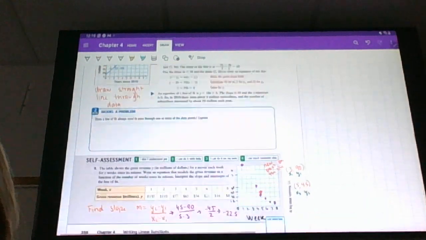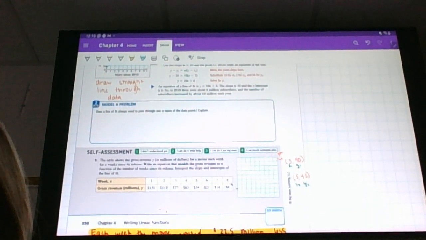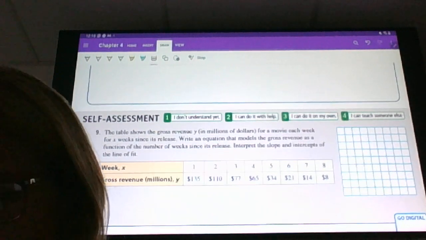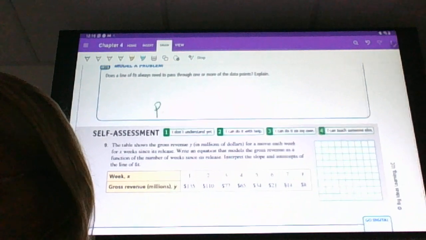This is what I really want to do here on page 350, instead of being on your phone. Page 350, guys.